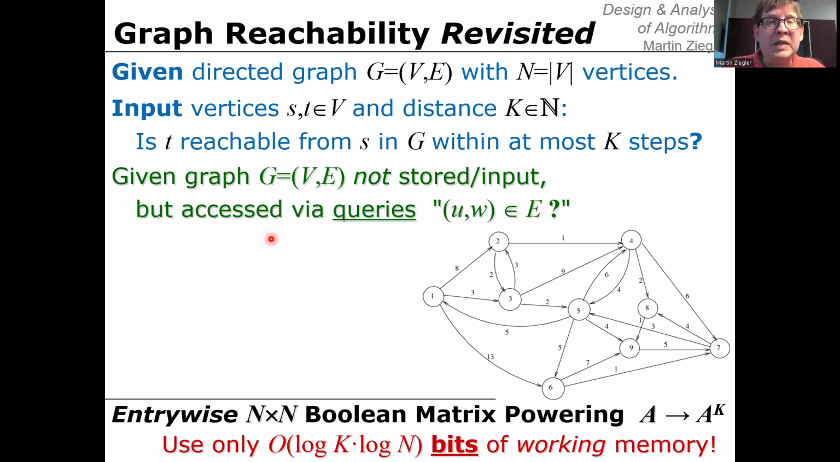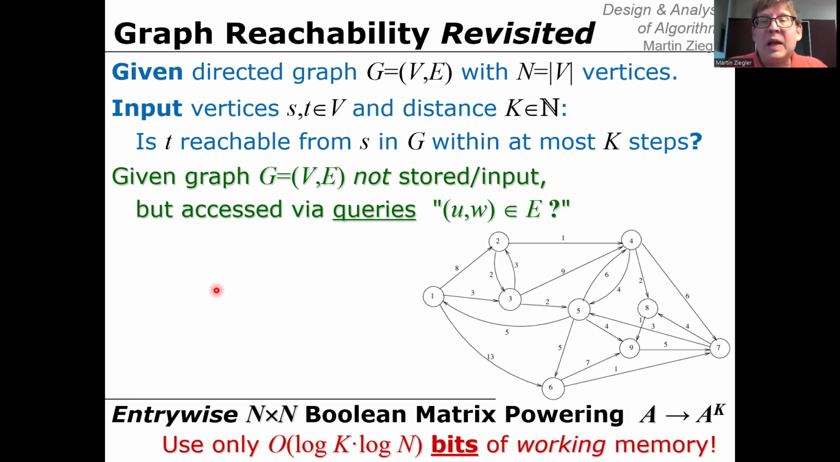And that can be accessed via queries, maybe asking for any two given vertices u and w, is there a directed edge from u to w or not? And observe that with the usual way of encoding the graph using an adjacency matrix, a Boolean matrix, this is exactly what corresponds to looking up an entry in the row number u and column number w. Whether this entry is 1 or 0 corresponds to whether there exists an edge from u to w or not.